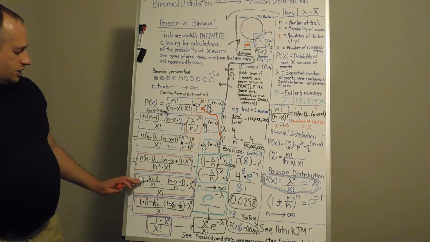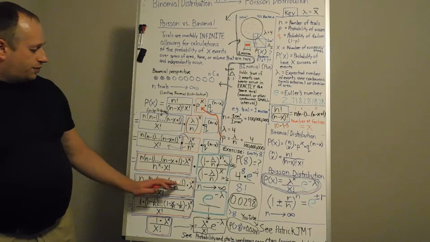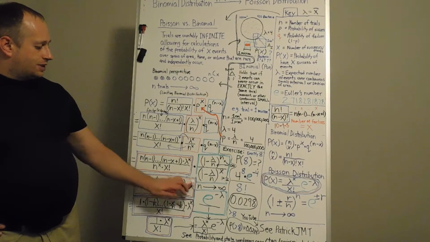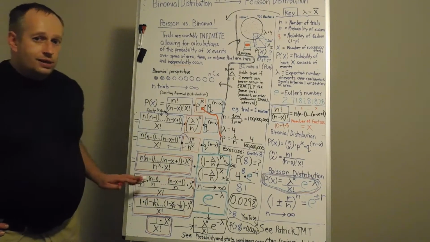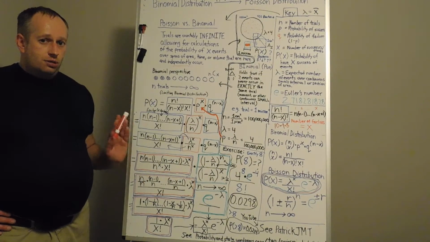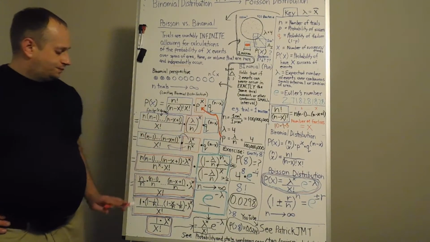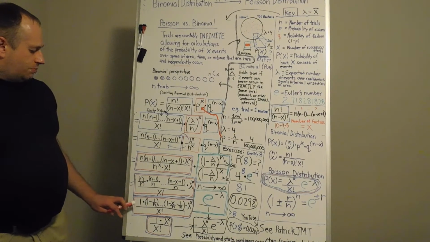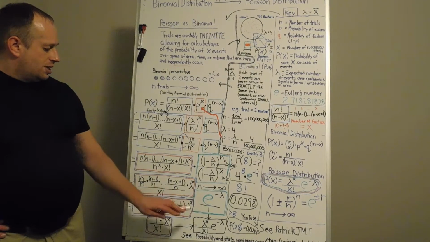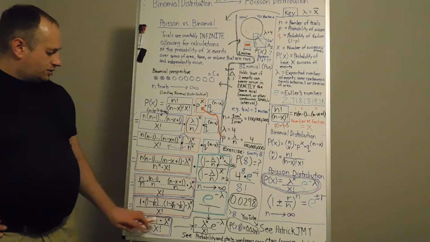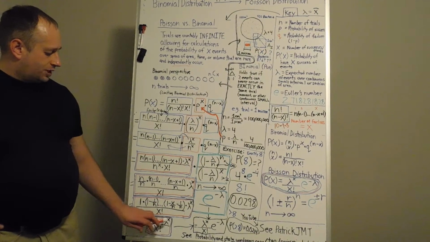So since we have this, we can just say this whole thing is 1 besides the lambda raised to the x, because lambda raised to the x is not affected by n becoming infinity. Okay? So we end up with 1 times 1 times 1 times lambda to the x. So the next line here is 1 times lambda to the x.